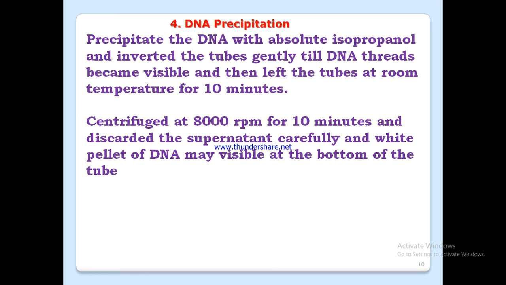DNA precipitation. Precipitate the DNA with absolute isopropanol and invert the tubes gently until DNA threads become visible, and then leave the tubes at room temperature for 10 minutes. Centrifuge at 8000 revolutions per minute for 10 minutes and discard the supernatant carefully, and a white pellet of DNA becomes visible at the bottom of the tube.